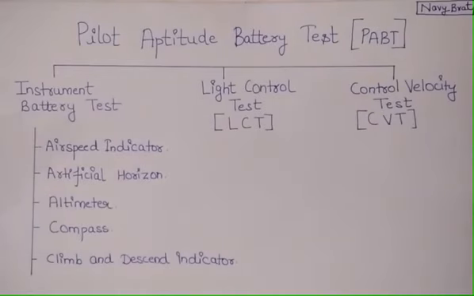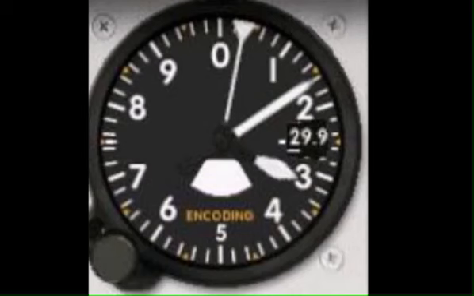Altimeter. The altimeter is an instrument that indicates the height of an aircraft from sea level. Its reading is similar to reading a wall clock. It also has two hands: the small hand gives the reading in thousands of feet, and the big hand gives the reading in hundreds of feet. The readings of both hands combined give the altitude. So let's see how it looks.